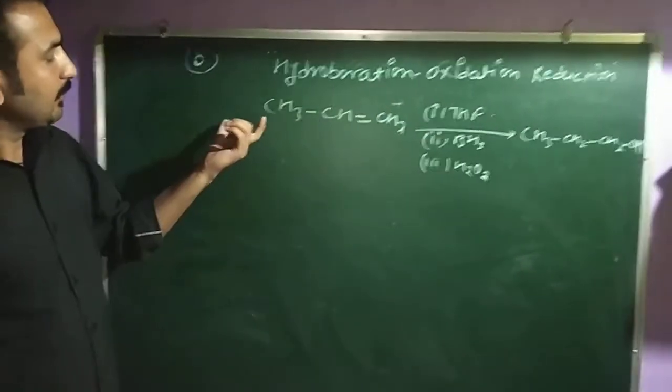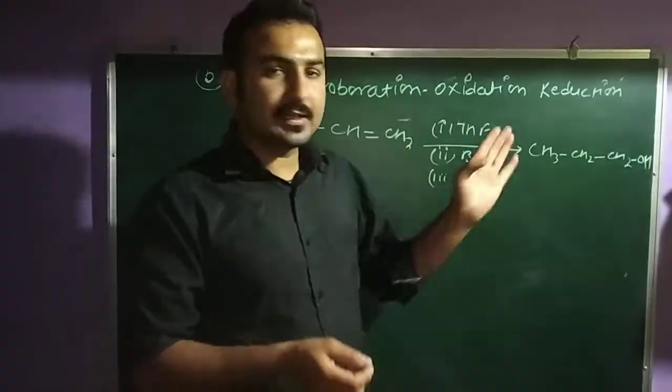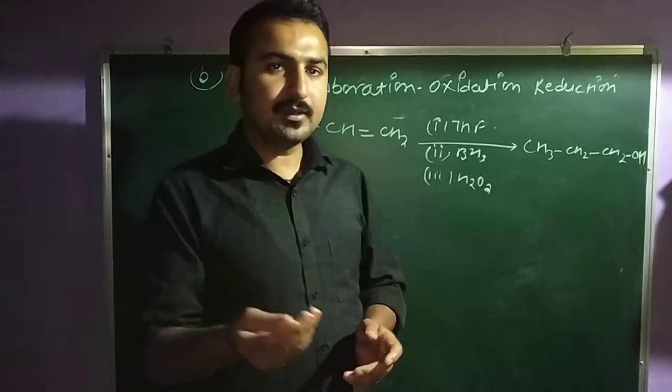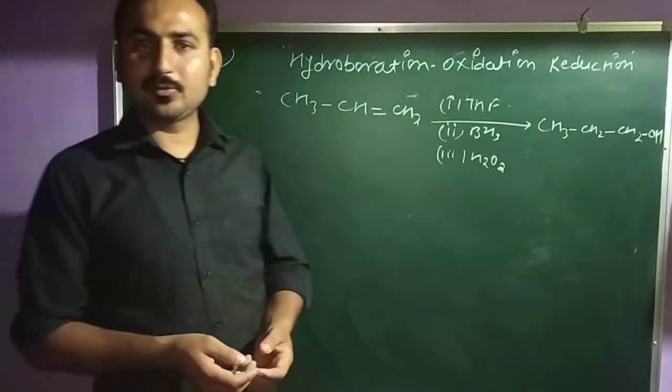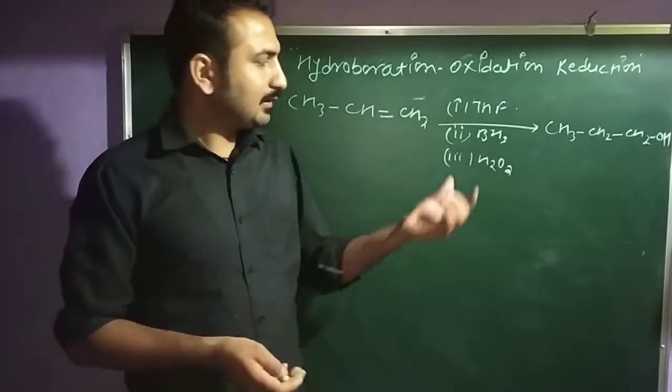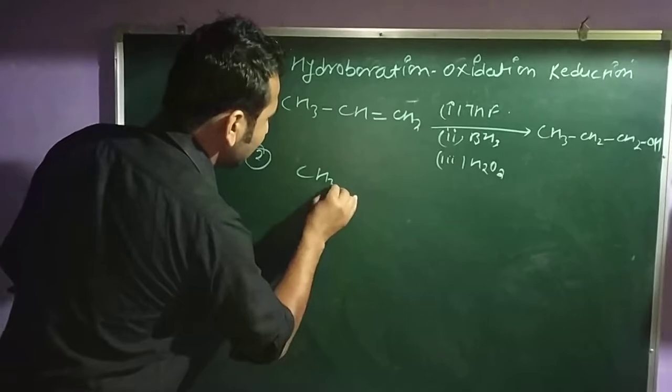Okay. So we'll discuss here what kind of addition is occurring. Addition, that means alkene you have, so obviously we'll discuss the Markovnikov or anti-Markovnikov rule. Clear? First of all, see the second example. Again you have a C.